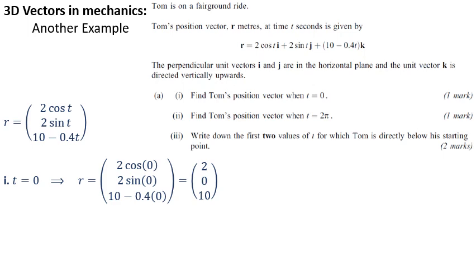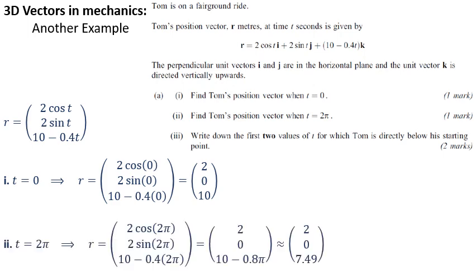The position vector when t equals 2 pi. Now, you might notice that because cos and sin are periodic, and they have period 2 pi, we're going to get the same results for the i component and the j component as we just did, but not the k component. Although the i and j components will cycle back round every 360 degrees, or rather every 2 pi radians, the k component is just going to continue to go down, 10 minus 0.4 times t. The bigger t gets, the smaller the k component becomes.